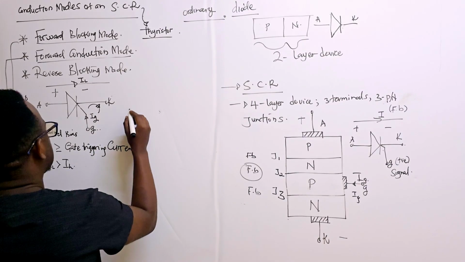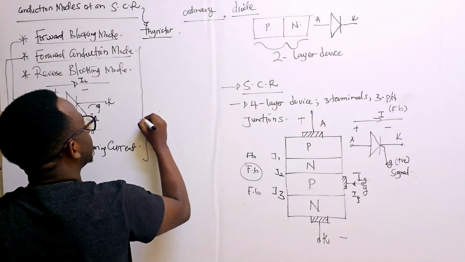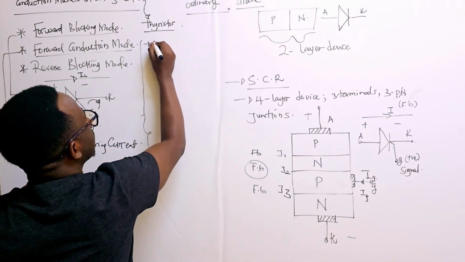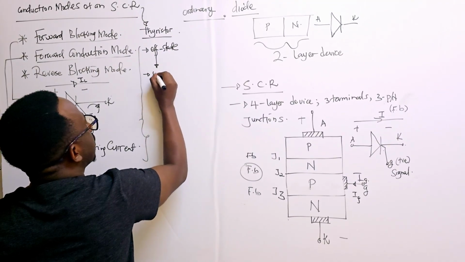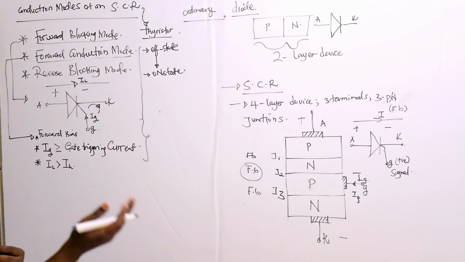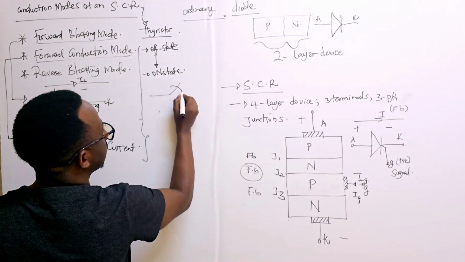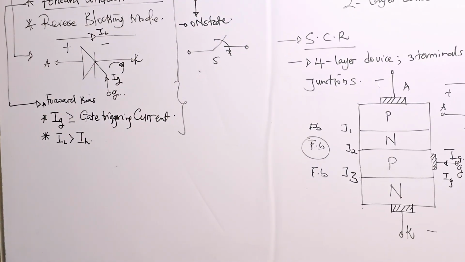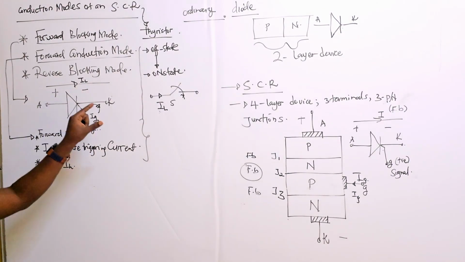That's only when the thyristor or SCR transitions from the off state to the on state. So it's now a fully turned on switch. This is equivalent to a fully turned on switch. So that is the condition.